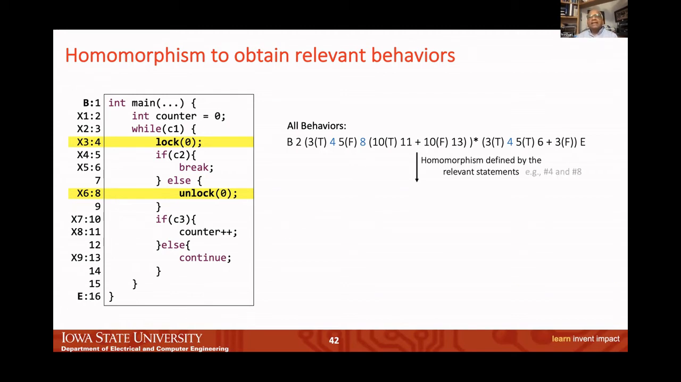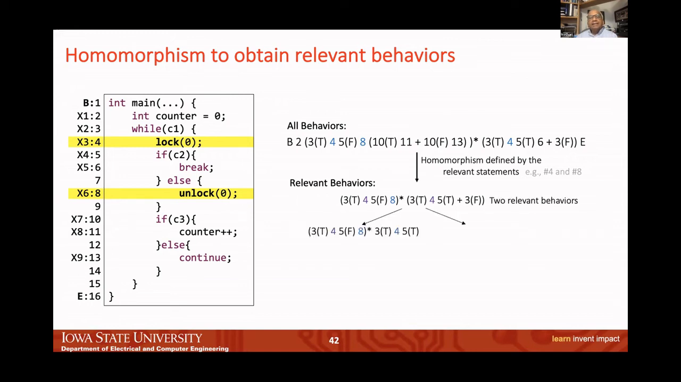So this is all the behaviors for the given program. Here I am representing the behavior using nodes. When I set up the equations, I used edges, but the expression that we get for edges can be easily converted to an expression for nodes. And we get these relevant behaviors by applying a homomorphism. And this has two behaviors because we are multiplying. In parentheses, we have one addition. We get two behaviors, and one of them is the unintended behavior.